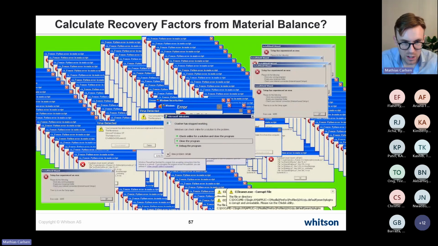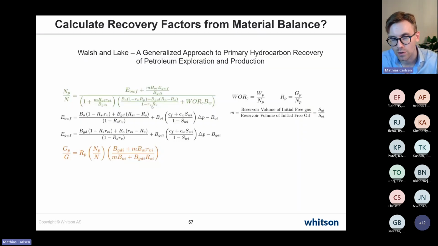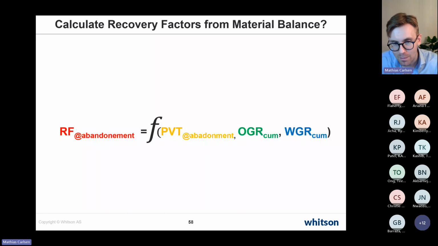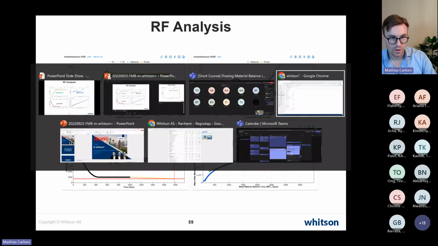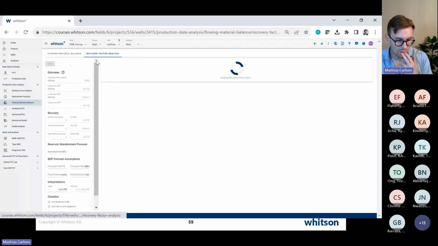But if you look at these equations, what it is just saying is that the recovery factor at an abandonment pressure is just a function of the PVT at the abandonment pressure, and the relative ratios at that abandonment pressure for oil, gas, and water. And that's it. That's exactly the type of accounting exercise that we're doing inside of the software when you're calculating recovery factors. And the workflow to do that is this recovery factor analysis that you can find up here, and we'll talk about that in the software a little bit later, that dashboard. But again, that's the dashboard that is brought to you when you go in and pick this.